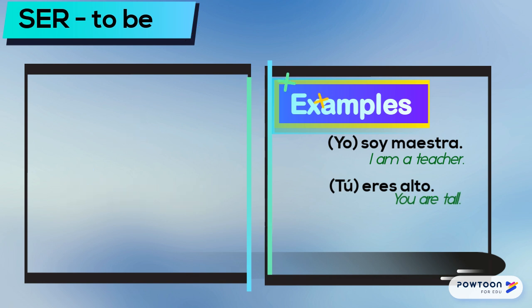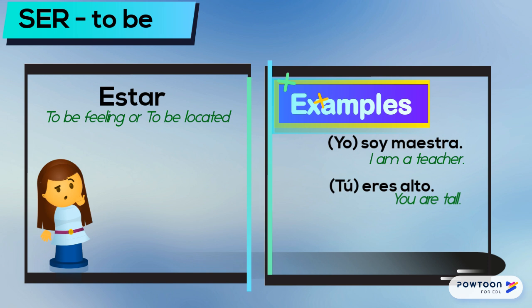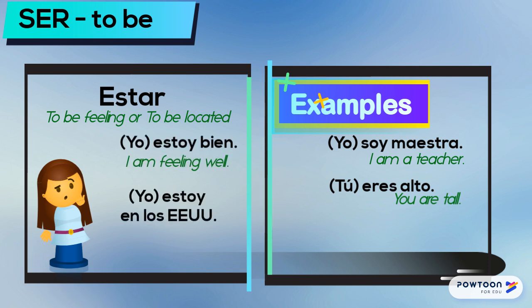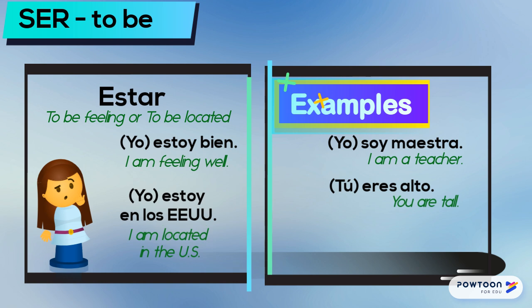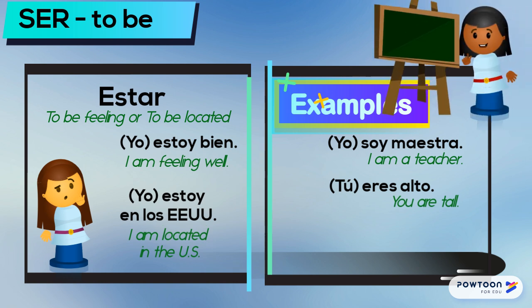Don't confuse it with the verb estar, which means to be feeling or to be located, and is used to say things like estoy bien, I am feeling good, or estoy en los Estados Unidos, I am located in the United States. When you are ready to learn about estar, you can watch my video tutorial by searching for Cyber Profe and estar on YouTube.